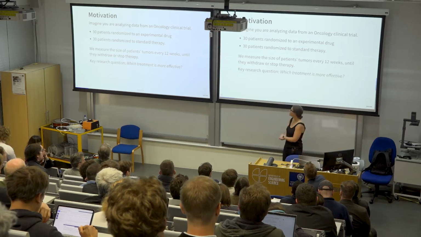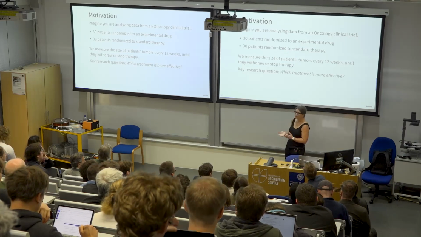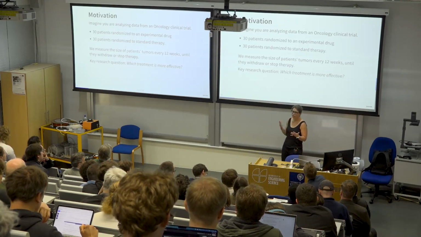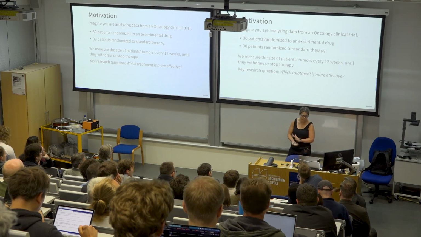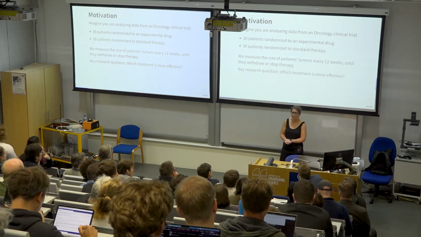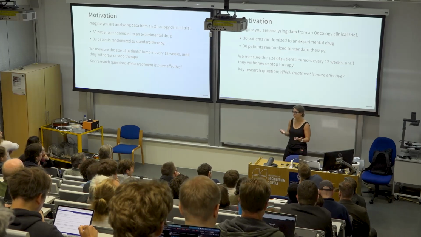So imagine you are analyzing data from an oncology clinical trial. You have 30 patients on treatment, 30 patients randomized to standard therapy. We measure the patient's tumors every 12 weeks with a CT scan up until they stop treatment or they withdraw from the trial or they have an adverse event, or a number of things can happen. So the key research question that we're trying to answer is which treatment is most effective?